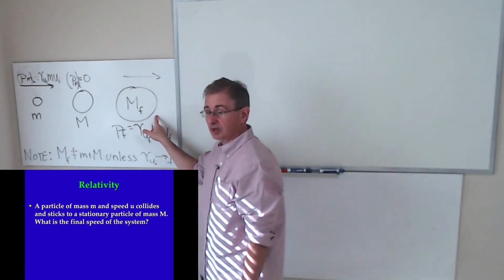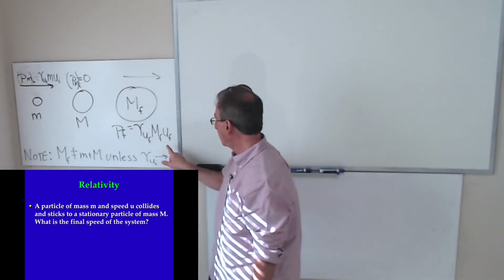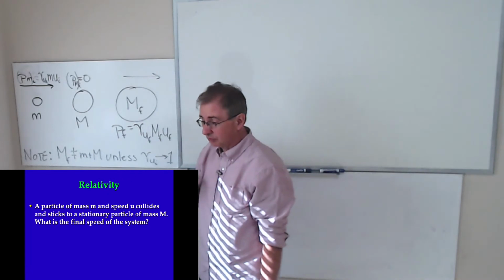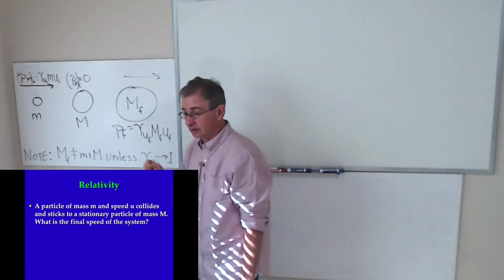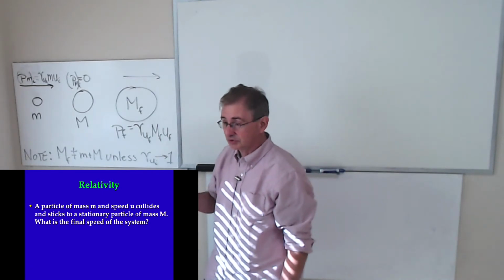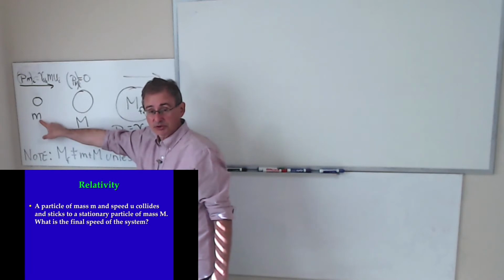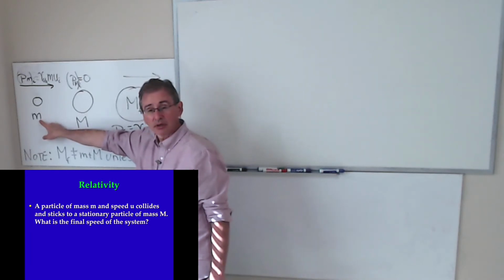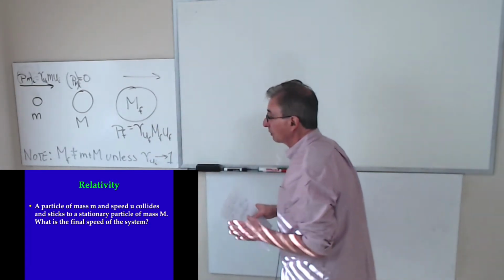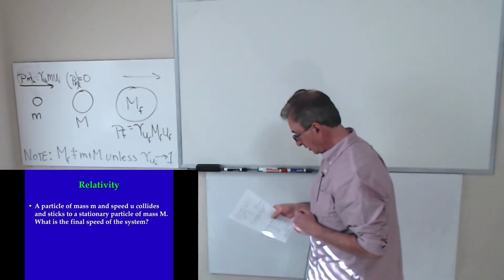And what you end up with is this new composite particle that moves off with some final velocity u sub f. Okay. I'm going to solve this problem in the laboratory frame, meaning that we're stationary relative to this particle. We're stationary relative to little m. And so I want to show you the approaches to this problem.